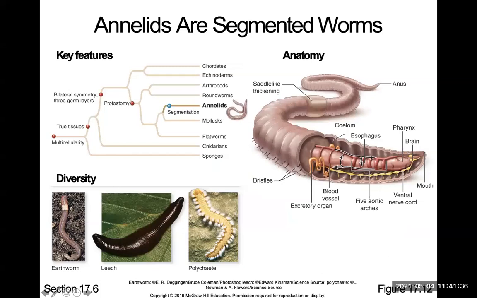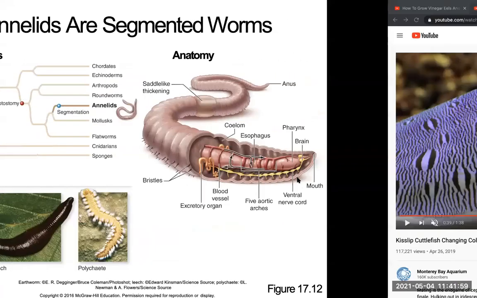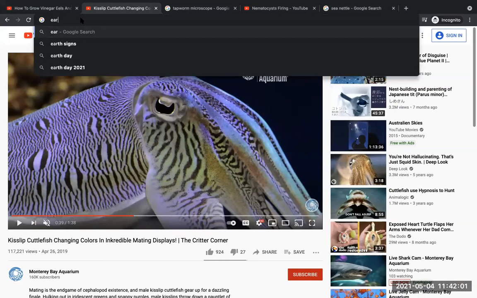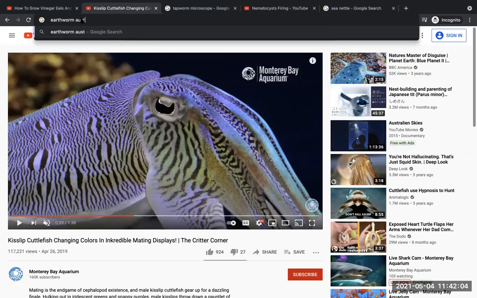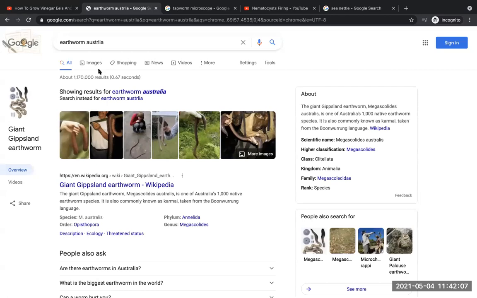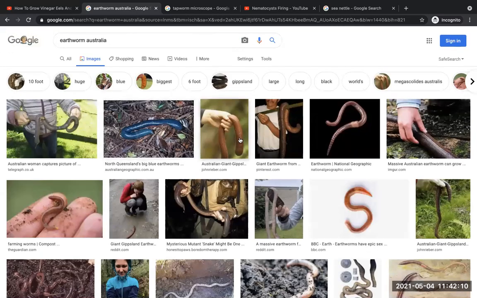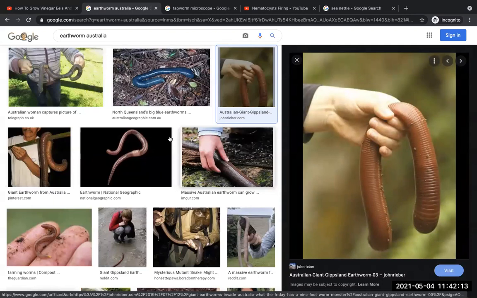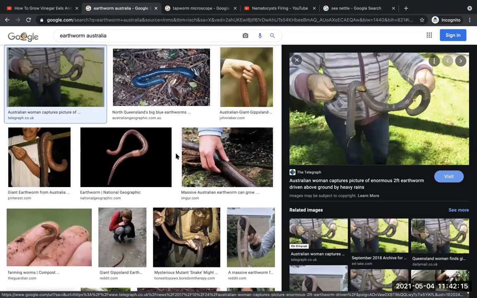So you can see the segmentation here, here, even here. And they have bilateral symmetry. And you have to cut it from head to tail to get a mirror image. They have a complete digestive system. And they also have a circulatory system, a closed circulatory system. You can kind of see the blood vessels here. So let me show you an earthworm in Australia. This is the largest earthworm. So here, this is not photoshopped. That's an earthworm found in Australia, really big.